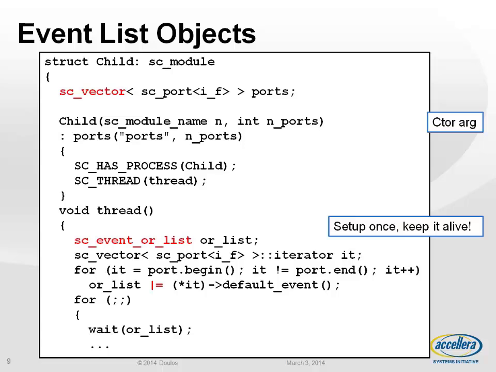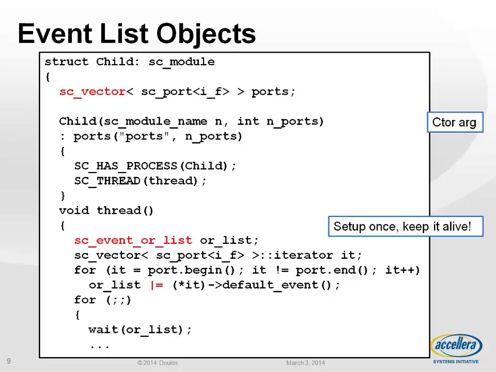So we've got an SC vector of ports. How many ports have we got? Well, we don't know till we actually construct this module. So down here in the constructor, at that point we determine how many ports we've got by passing in the number of ports as a constructor argument. So effectively here we've got a module with a parameterized number of ports. Now suppose we want a SystemC process that's sensitive to all of those ports. Well, as you may know, you've got to write a for loop and start running around and adding ports to the sensitivity list.